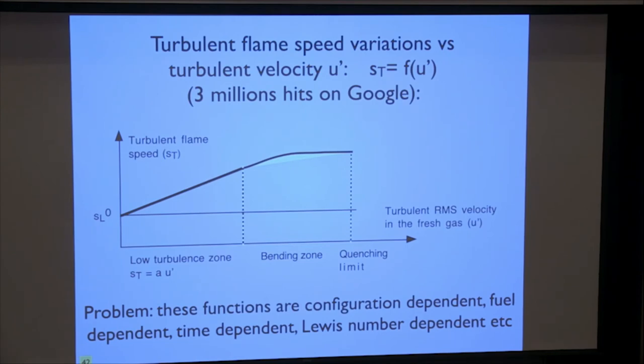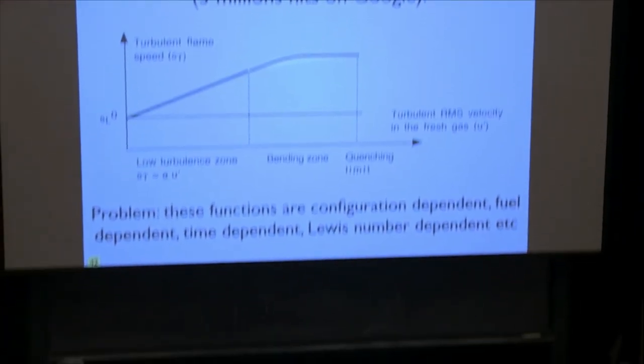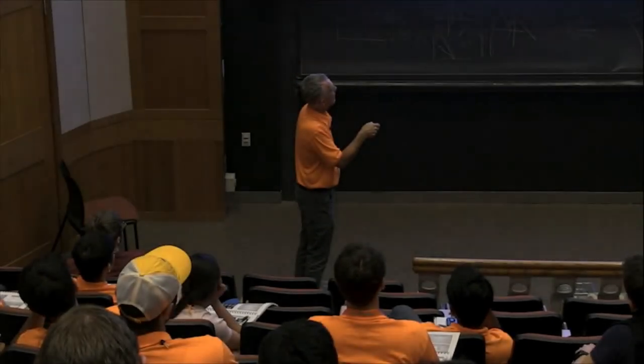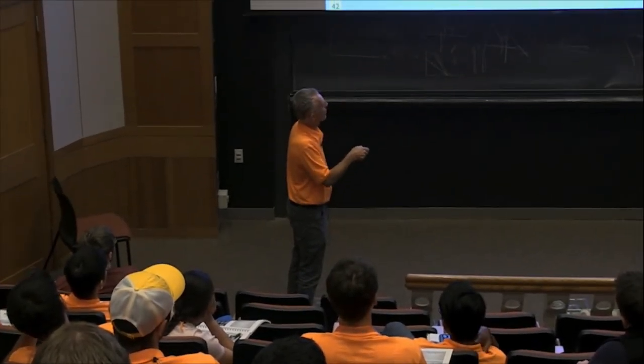Now, if you plot the turbulent flame speed as a function of something, for example U prime, so here you do that in a bomb, and you increase the rotation of the fans so that the turbulence is more and more intense. You see that ST will go up, and usually you reach a plateau here, and then at some point, you even stop burning.